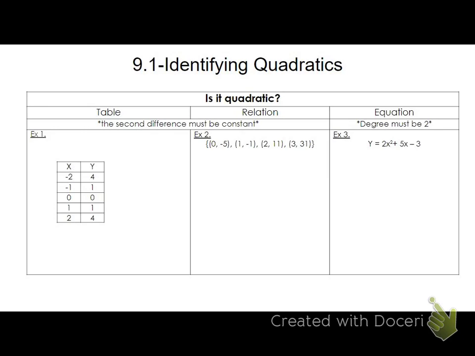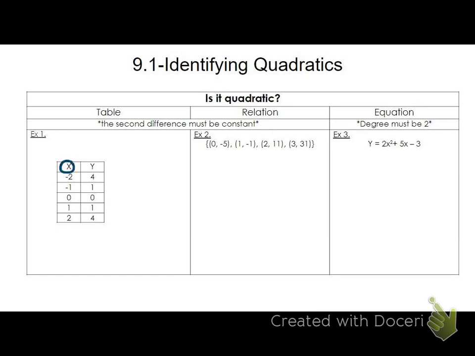So we have 3 different sections here. We have a table, we have ordered pairs, and then we have an equation. Each of these could be a quadratic, and we have to look at it and determine if it is quadratic or not, okay? So the table, when we're looking at a table trying to determine if this table is a quadratic function, we're going to look at a couple of different things. The first thing that I'm going to look at is the x column. So I'm going to look at all these numbers under my x's.